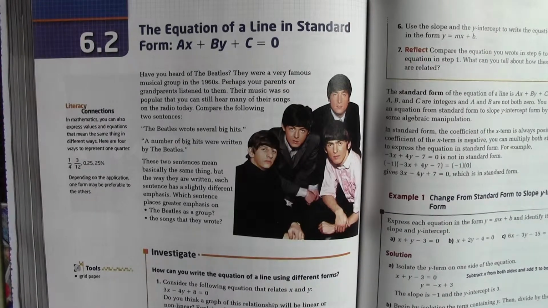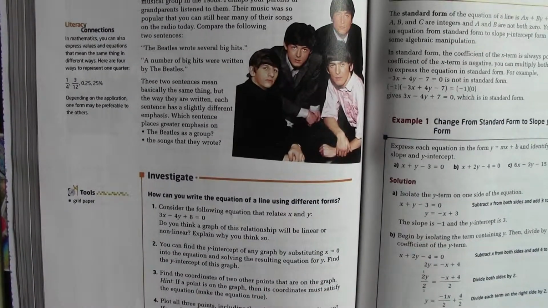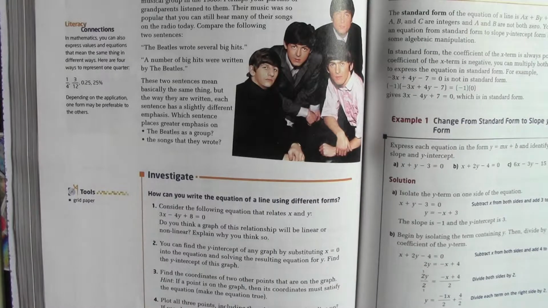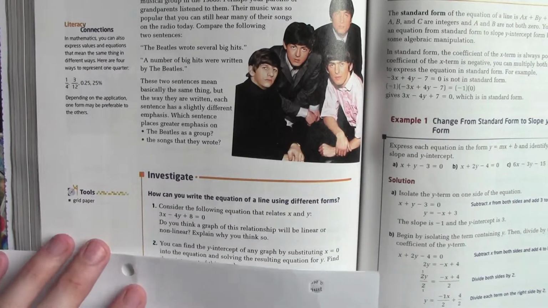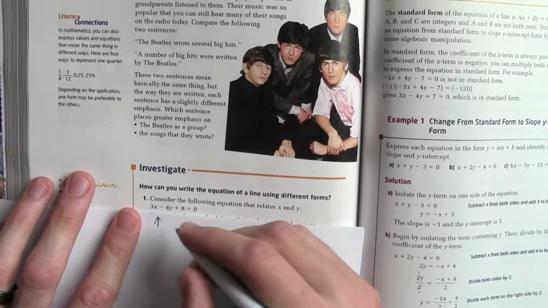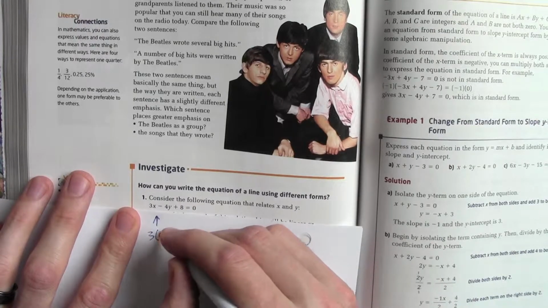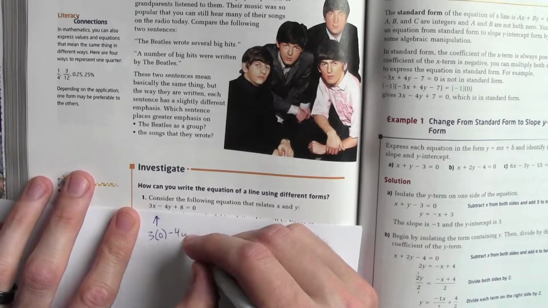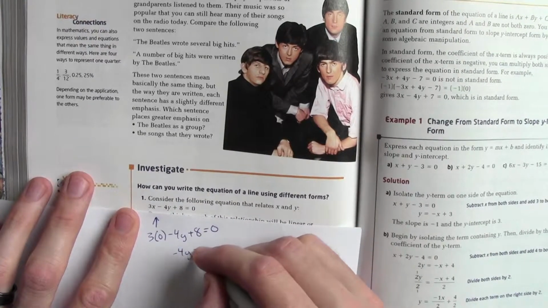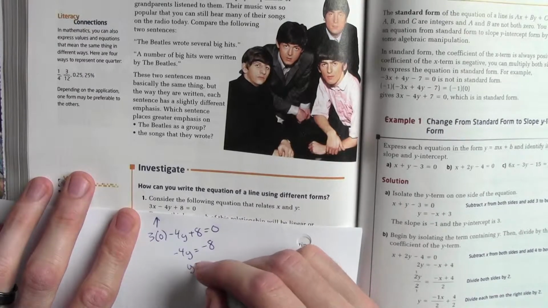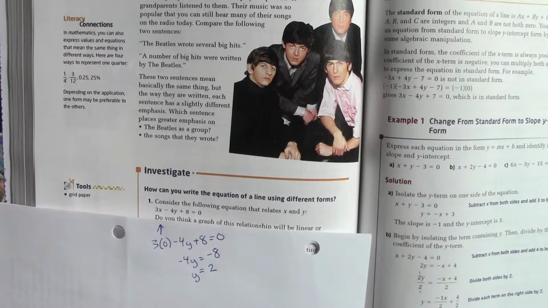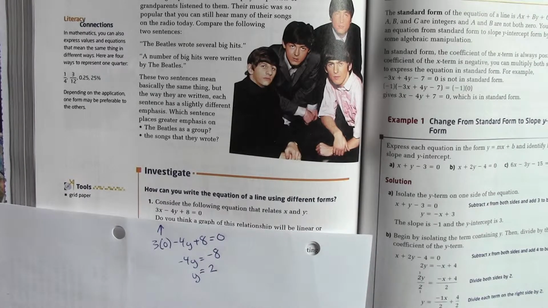You could find the y-intercept of any graph by substituting x equals 0 into the equation and solving the resulting equation for y. Find the y-intercept of this equation. So, if I substitute x equals 0 in here, that's what I get. Okay, does everyone follow along?